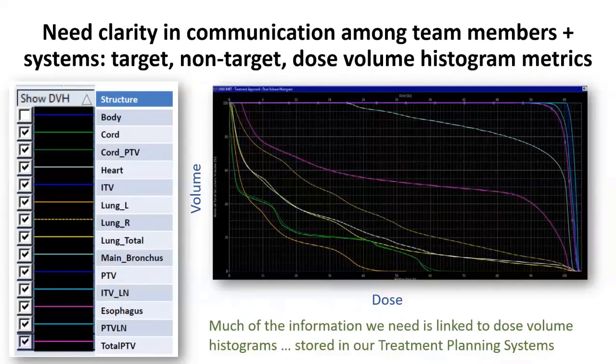We need clarity in communication among the team members plus the system: target, non-target, dose volume histogram metrics. Most of the information that we need is in this graph. It's in the DVH, and there's a lot of information there. And all of this information is stored in our treatment planning system.